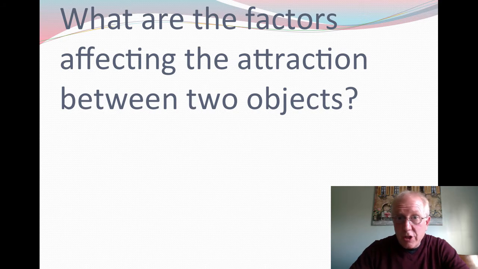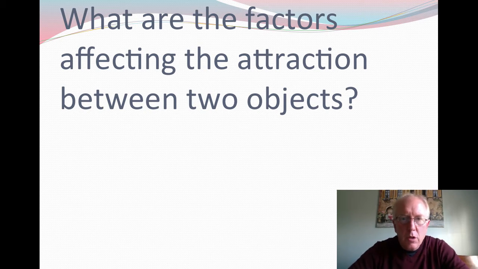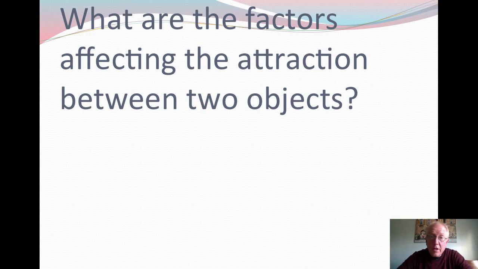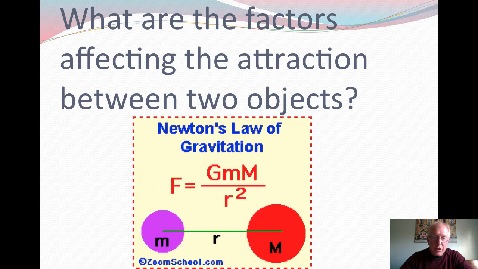If there's an attraction between every two objects in the universe, what are the factors? What do you think the factors are? So you want to pause and think about it, that's okay. But let's see how you did here. Well, the masses of the objects are going to have something to do with it, and the distance between them. As the masses get larger, the attraction gets larger. And as the distance between them gets larger, the attraction gets smaller.